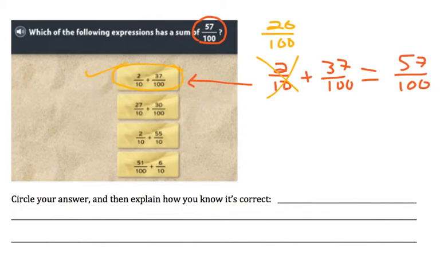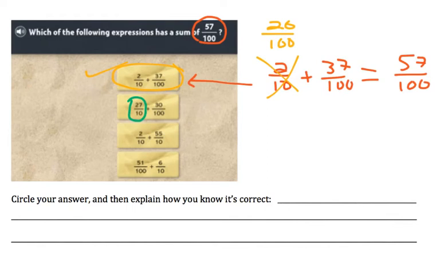So already I found one that works, but let's see if any more do. Alright, so in the second problem, it starts off with 27 tenths. And right there, a flag should have gone off in your head, and you should have been like, wait, 27 tenths? That's way more than a whole. 27 tenths is the same as 2 wholes and 7 tenths.